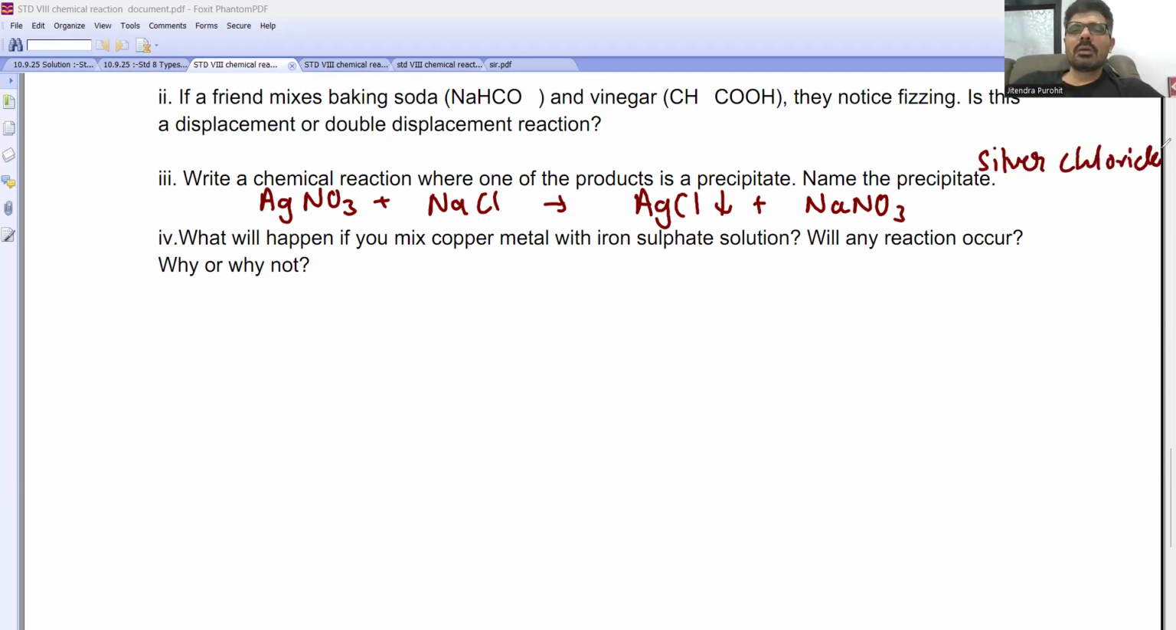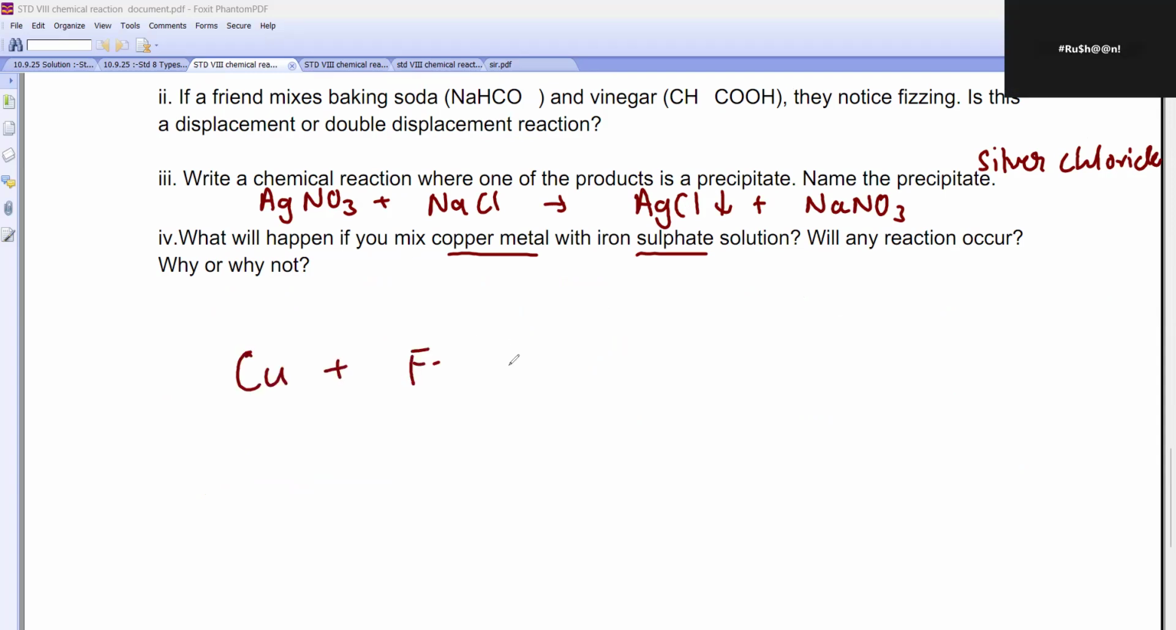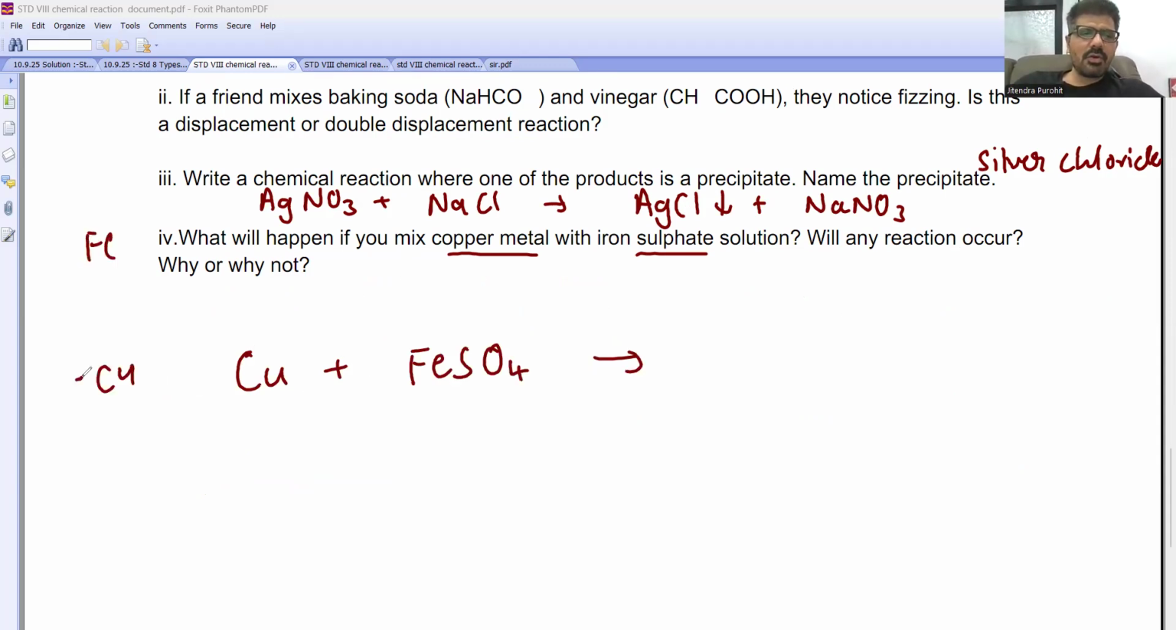Hey, what will happen if copper metal is... Oh, the same question came again, beta. We just did it, or not, tell me. But this one is the reverse. Color change. Will copper displace Fe? Copper, beta, is below, Fe is up. So what will happen? Nothing will happen. Why will nothing happen? Because copper is below in the reactivity series. Are you getting it?